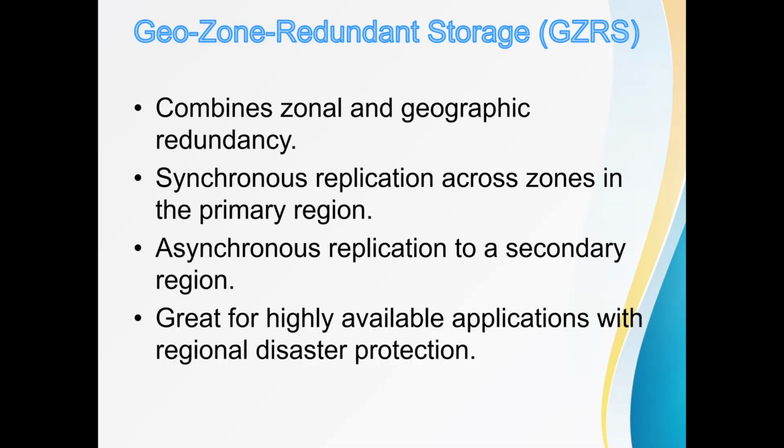Next part is geo zone redundant storage. This one is a combination of zonal and geographic redundancy. It will allow for synchronous replication across zones in the primary region, but it will also allow for asynchronous replication to a secondary region. So both ways it will allow us to have replication of the data.